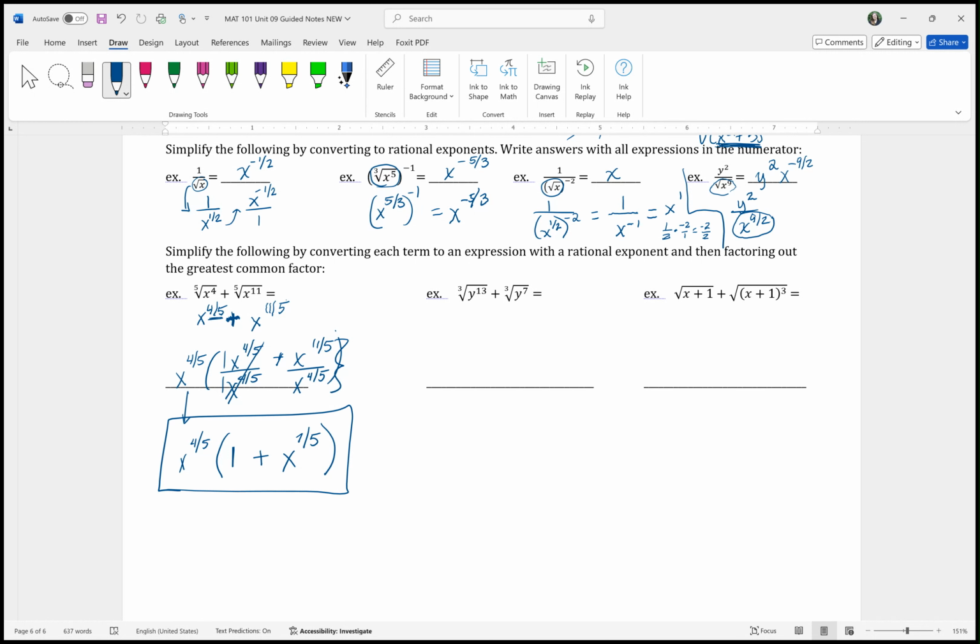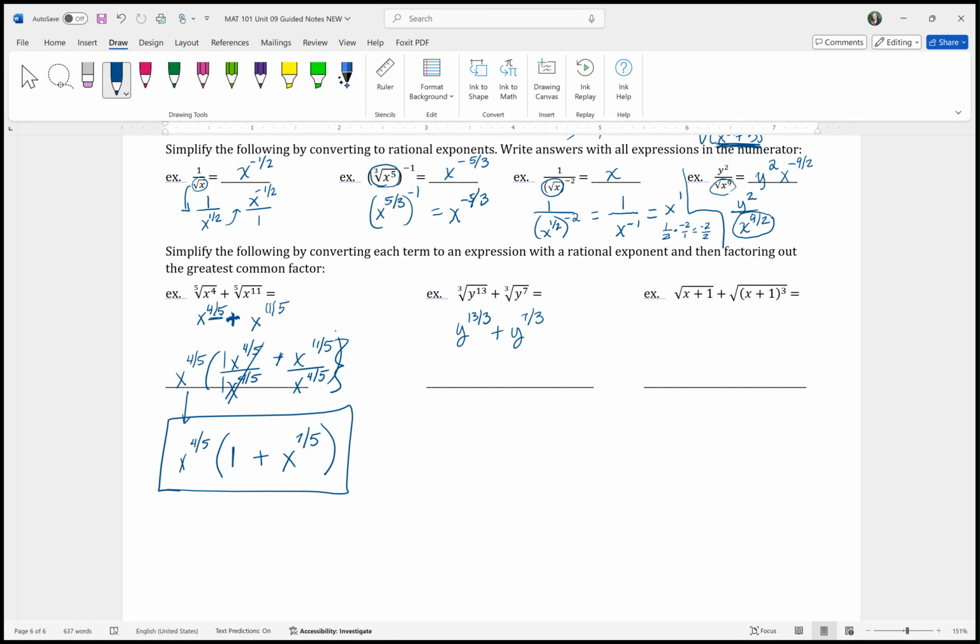So we're using our quotient rule to help with that. Let's look at our next example. So kind of doing the exact same thing. First convert, so we're converting y, or the cube root of y to the 13th, into y to the 13 over 3, plus the cube root of y to the 7th into y raised to the 7 over 3.